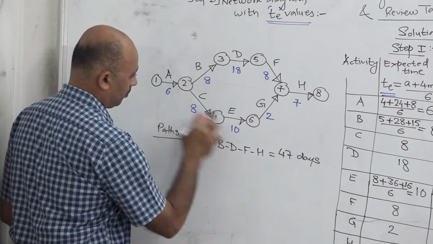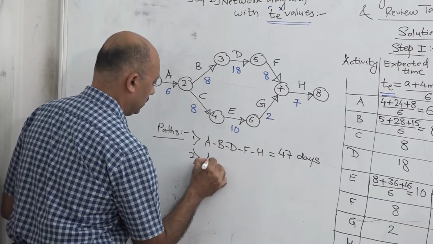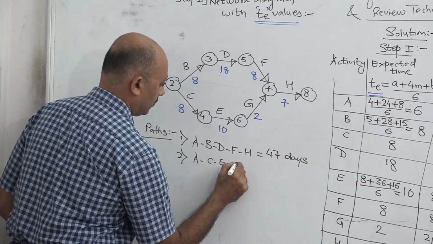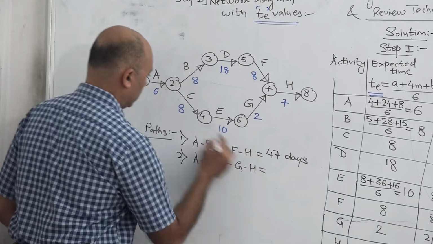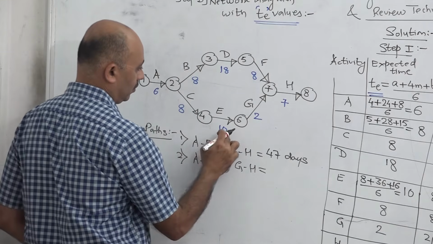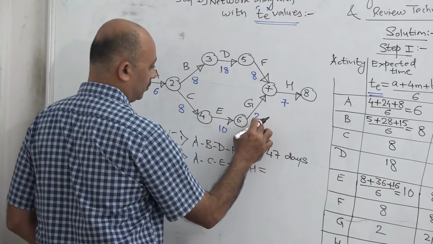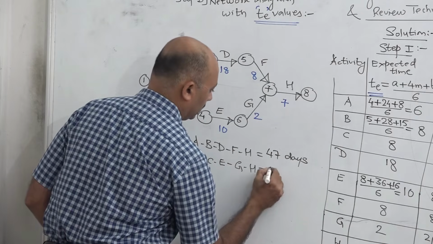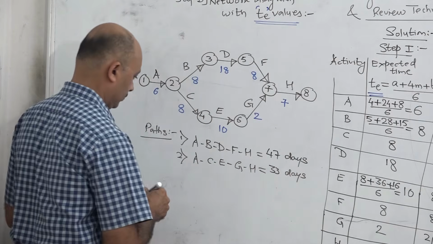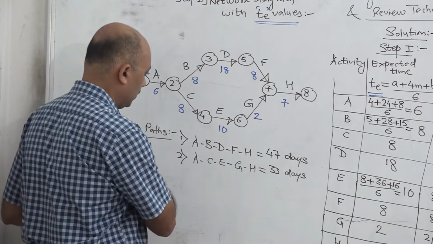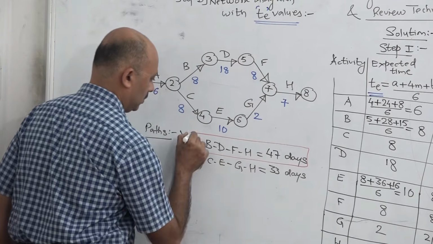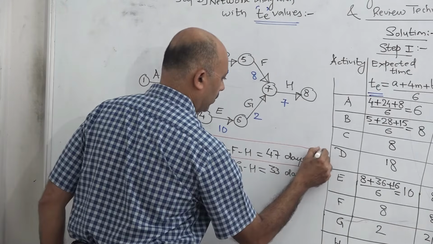The second path is from below, that is A, C, E, G, H. Calculate the total time: 6 plus 8 is 14, 14 and 10 is 24, 24 and 2 is 26, 26 and 7 is 33 days. So our critical path is 47 days. This is the longest path, so this is the critical path.